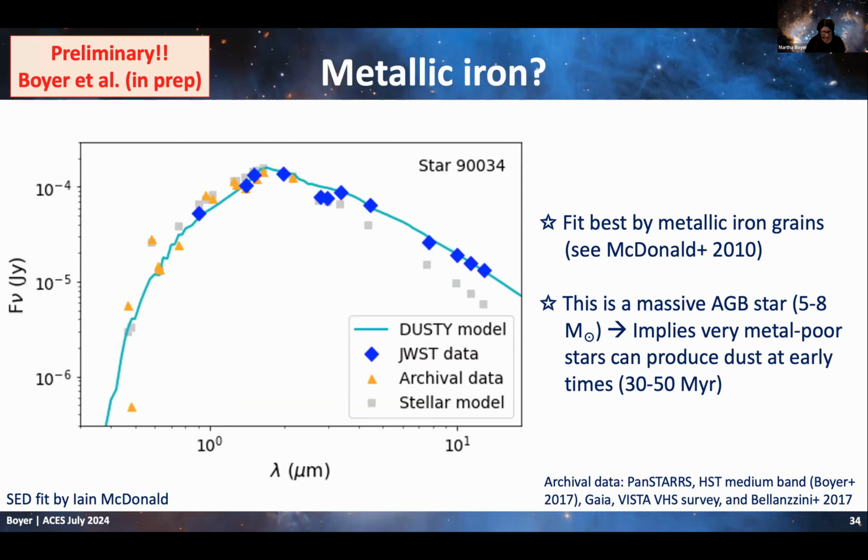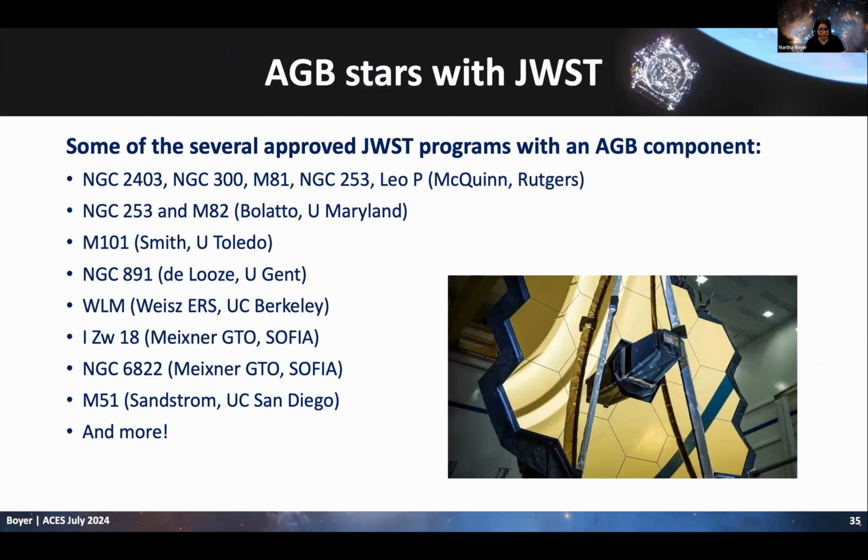And I do want to point out, this is not the first time that this kind of a spectrum has been seen in AGB stars. People have looked in, for example, globular clusters and seen similar things. And so metallic iron might be more common than has been previously thought. So we'll see. We're going to do similar fits for all of our oxygen-rich stars and see what we find in Sextans A. So that is what we're seeing in Sextans A.